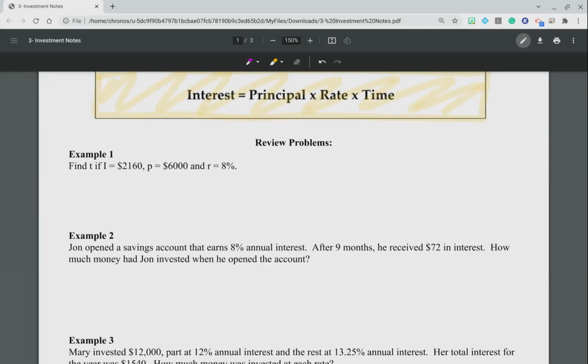Okay, so first, I just want to make sure we are all still doing okay with our interest formula, which is I equals PRT. So for this first problem, we are given that the interest is $2,160. The principal is $6,000. Our rate is 8%, which is 0.08. And we are trying to find T. So I would like you to go through and solve for T.